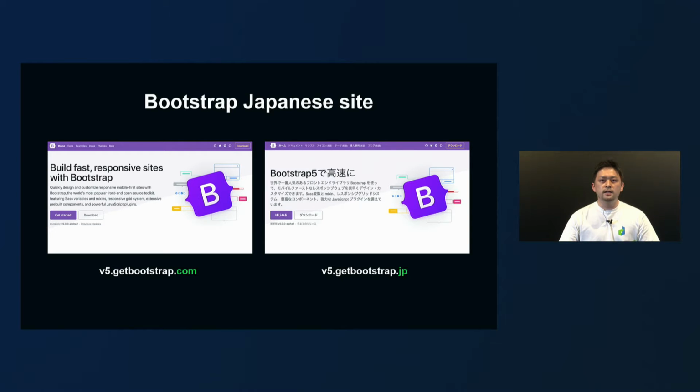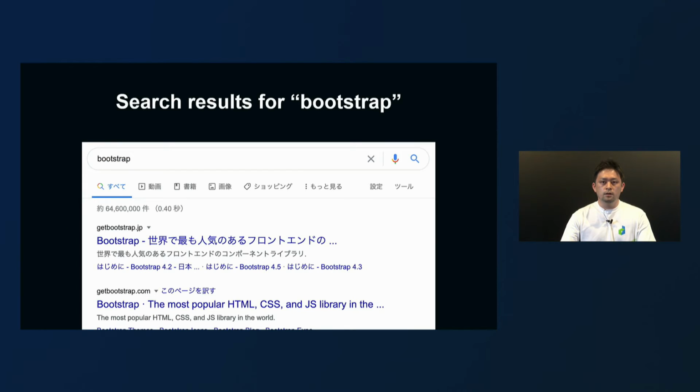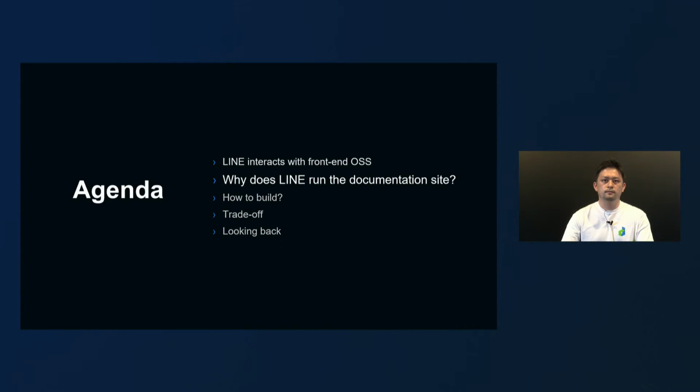So let me talk about the translated Japanese site. This is our site, and the left-hand side is the original site, and the right-hand side is the LINE Japanese Bootstrap site. In 2018, we started translating version 4.1, and we've been operating the translated site up to version 5. Currently, on a monthly basis, it has grown to 40,000 users, 100,000 sessions, and 400,000 page views. And it's in an advantageous position in Google search. If you search with Bootstrap, you get the Japanese site first and the original site second.